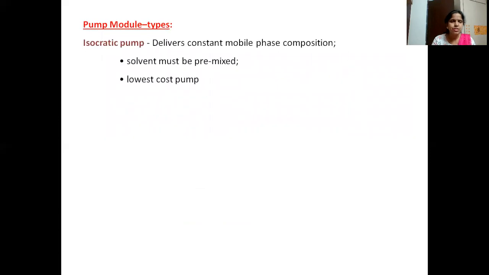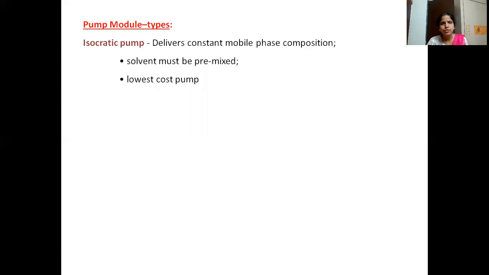So pump modules are of two types. Isocratic pump: what it does is it delivers constant mobile phase composition. Suppose we have two liquids, liquid A and B, two solvents. If you want to maintain the composition as 1:1, that will be maintained throughout the experiment.